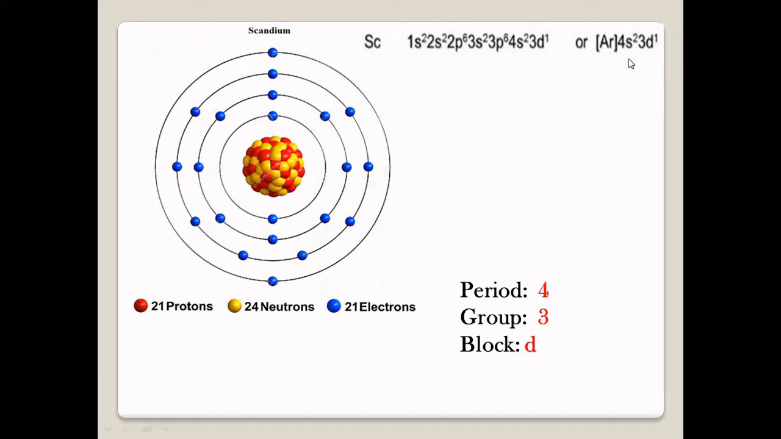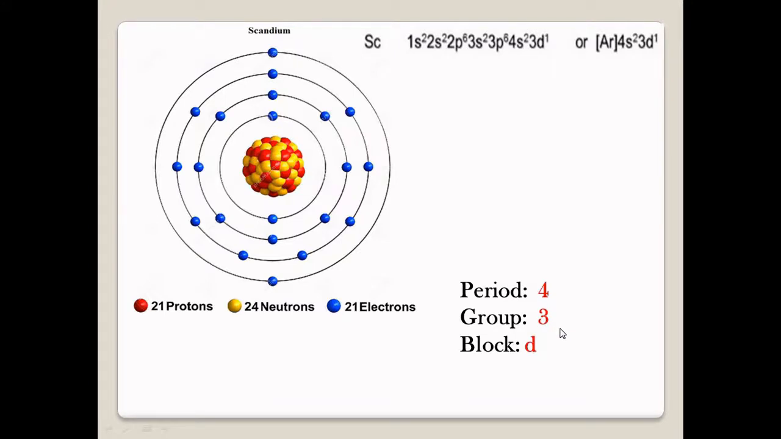The summation of these two, that is 2 plus 1, means ns electrons plus (n minus 1) d electrons. The ns electrons are 2, and n minus 1, that is 4 minus 1, is 3, and the d electrons are 1. So 2 plus 1 is 3, so this is group 3.